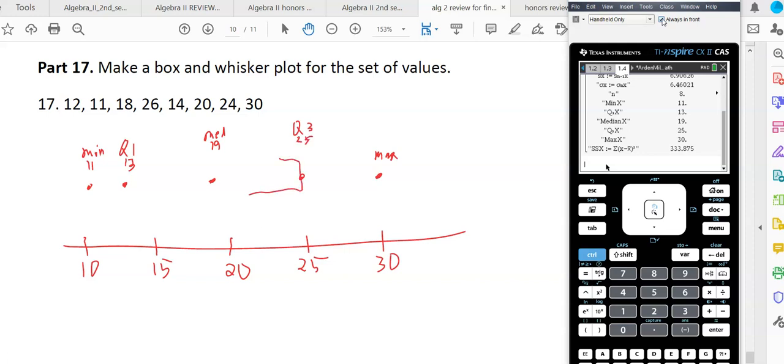So I'm going to draw my box. Whiskers, neither one of those look like outliers. I think we're good.